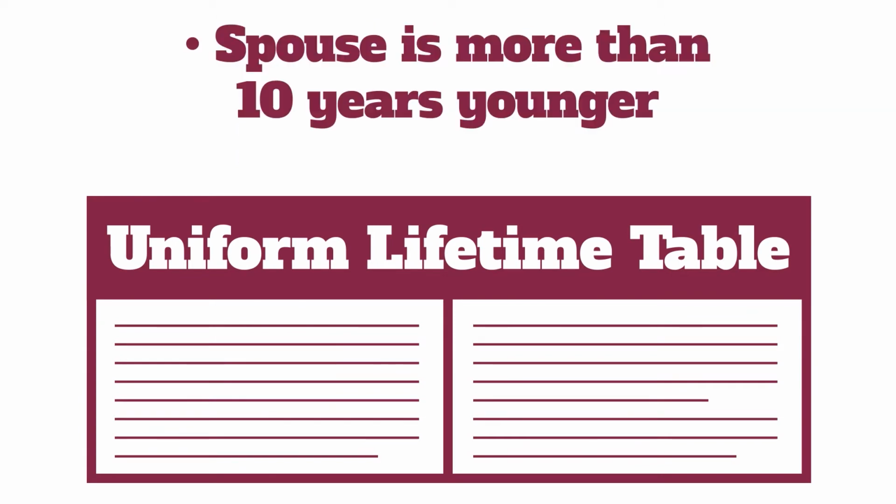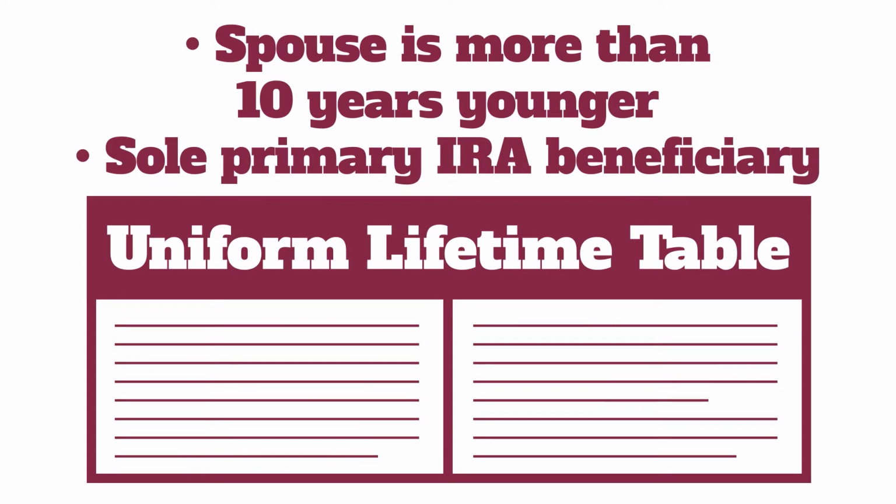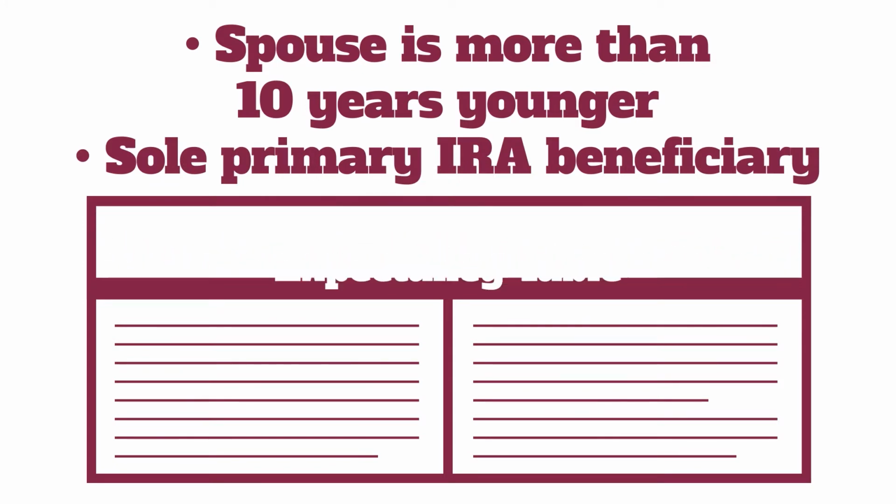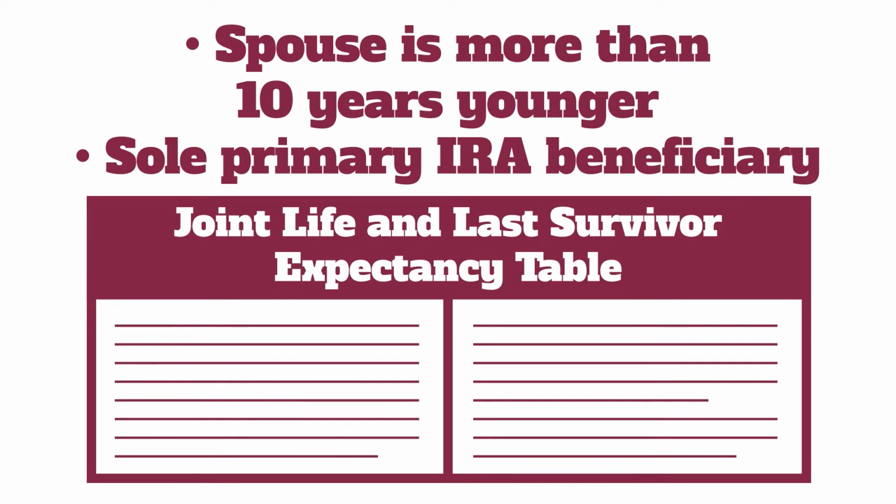However, if your spouse is more than 10 years younger and sole primary beneficiary of your IRA, you may use the Joint Life and Last Survivor Expectancy Table to calculate your RMD. Generally, the higher the balance or the older your age, the higher your RMD will be.